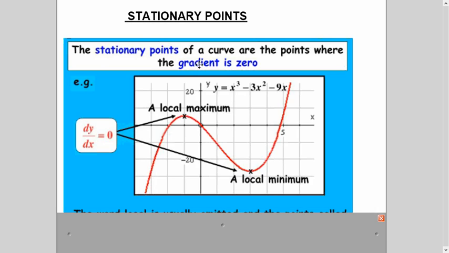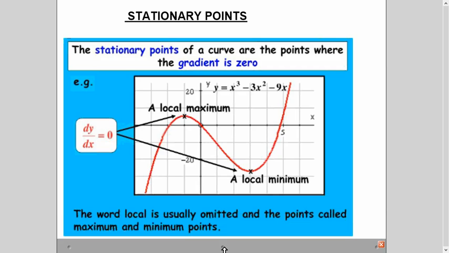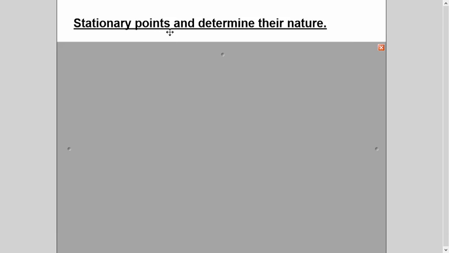So I'm coming back. Stationary points of a curve are those points where the gradient is 0, right? And by the way, not all stationary points are turning points. So this we will discuss later. Okay, so next concept: a stationary point and determining their nature.